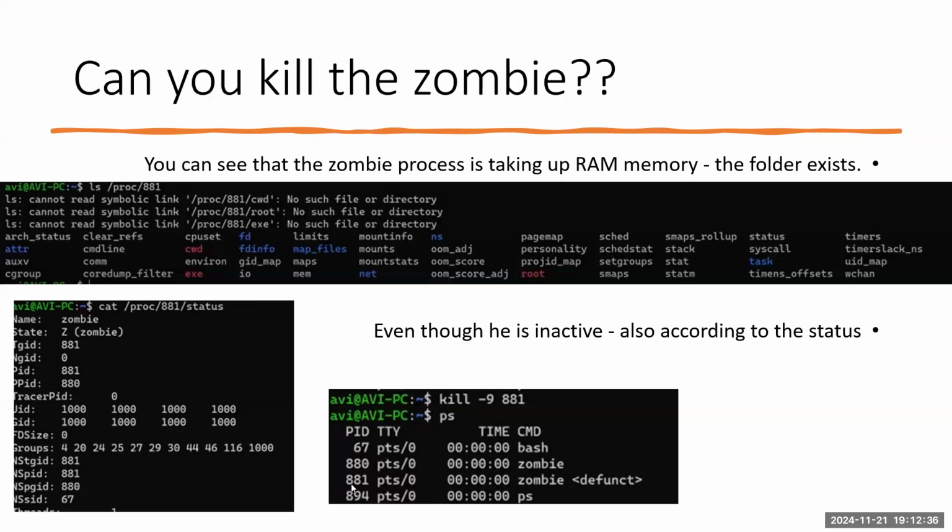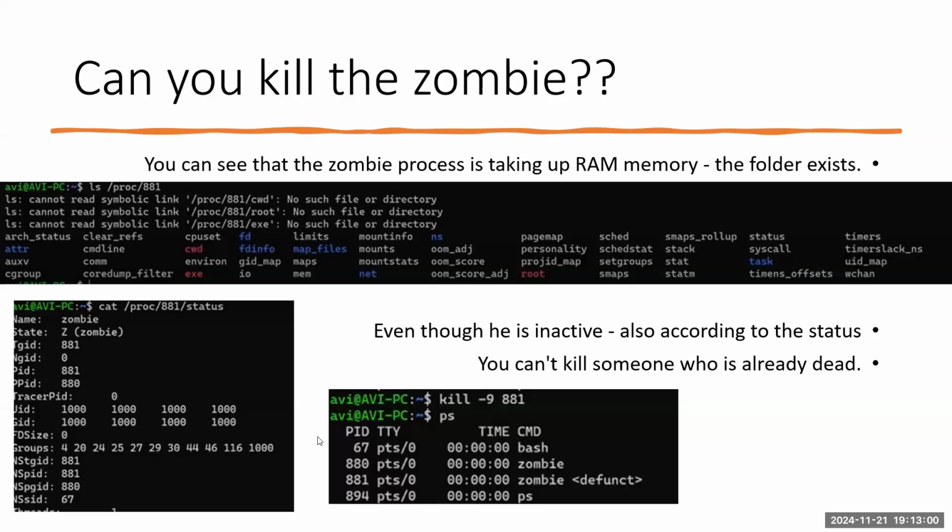It's like in the movies, you try to shoot a bullet into a zombie, he doesn't die, he doesn't react. Here we're saying kill minus 9, which is the most powerful type of kill, to 881, and he doesn't do anything, he doesn't die. So you can't kill him, because you can't kill someone who's already dead.